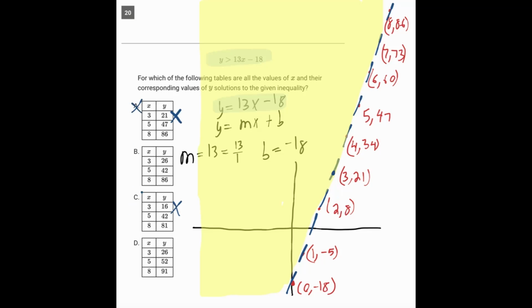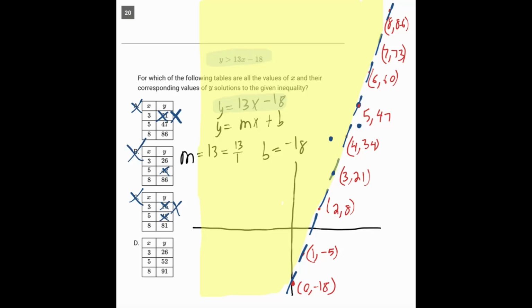So then we've already gotten rid of A and C. 3, 26, well, that's okay. That's around here. And choices B and D both have that point, 3, 26. So now in answer choice B, let's look at the 5 and the 42. Well, when we have 5, our height is 47. So 5, 42, that's going to be below. And that's bad. We needed it to be above. So 5, 42 is also out, in addition to the 3, 21 and the 3, 16. But the 5, 42 is out, and that also removes answer choice B for us.